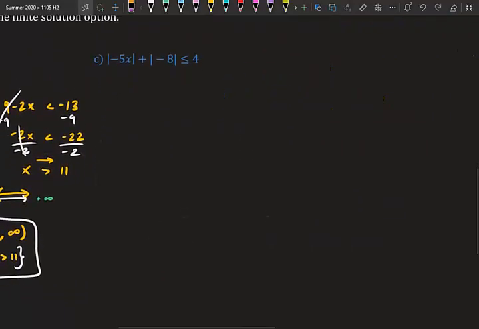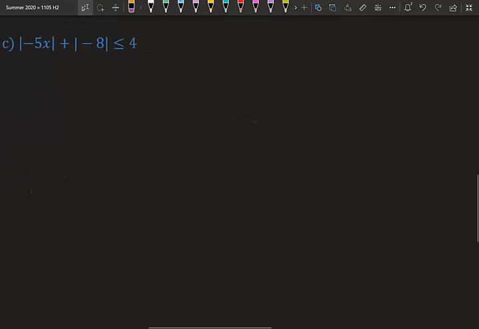Alrighty. We have to isolate the absolute values. So we have the absolute value of negative 5x plus the absolute value of negative 8 is less than or equal to 4. Hold up. Wait a minute.